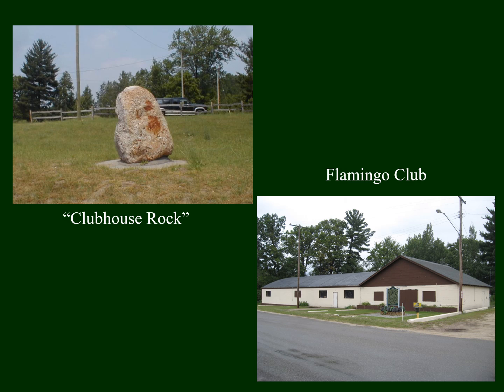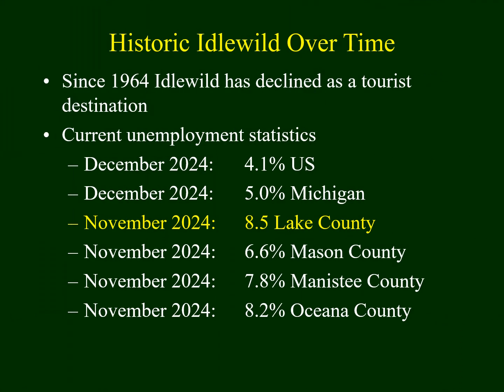On the upper left, you see a rock where a famous clubhouse once had stood. One of the only buildings that remains is shown on the bottom right, and that's the Flamingo Club. Here we see some semi-recent unemployment statistics. Unfortunately, Lake County, where Idlewild was located, has some of the highest unemployment rates in the state, and this has been true for quite a while. So one of the negative consequences of that Civil Rights Act was a bust or a downturn in Idlewild's economy.